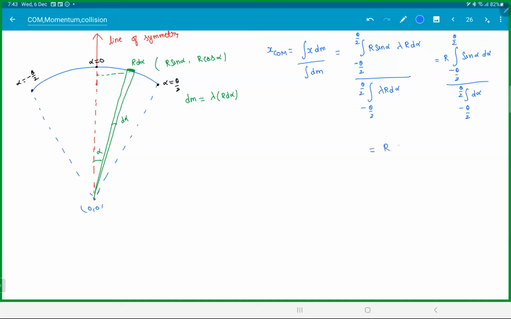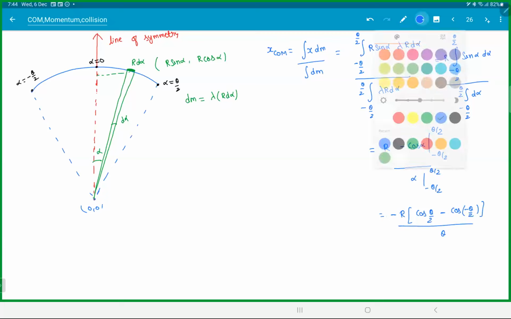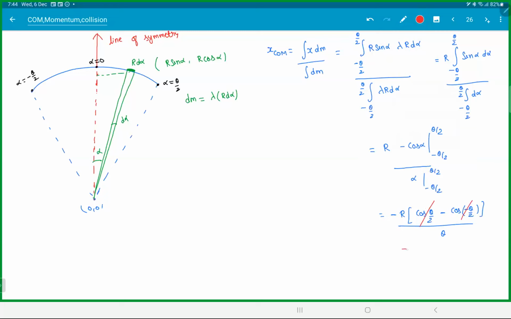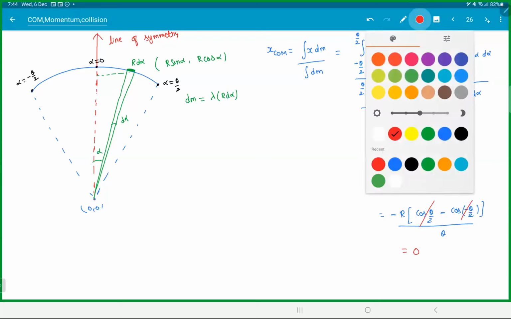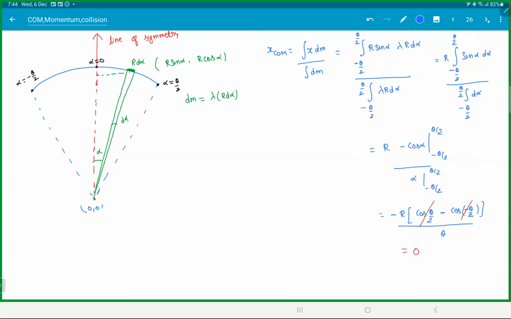So the integration of sine alpha is minus cos alpha, limits from minus theta by 2 to theta by 2. And the denominator will be alpha, limits from minus theta by 2 to theta by 2. So this will be r times cos theta by 2 minus cos of minus theta by 2. And I hope you know cos of minus theta is cos theta only. So this and this will cancel. You end up with 0. Like we expected, x center of mass is 0. It is on the line of symmetry. But I just wanted to show you the integration there.